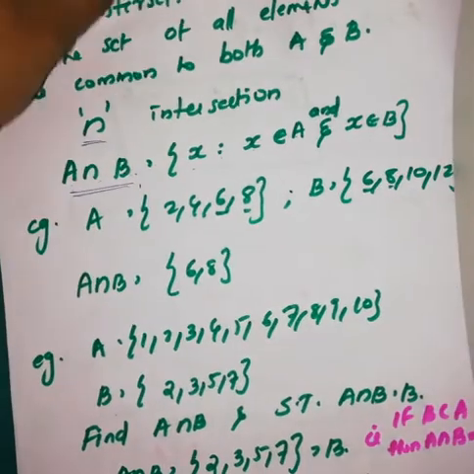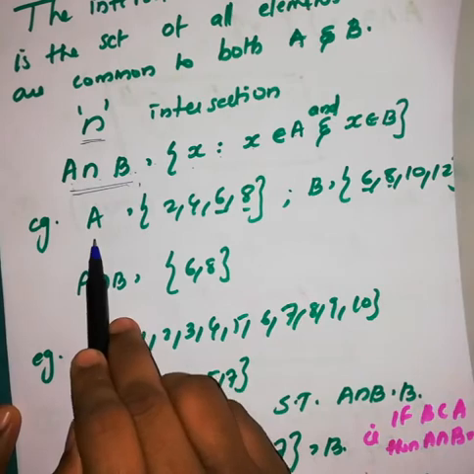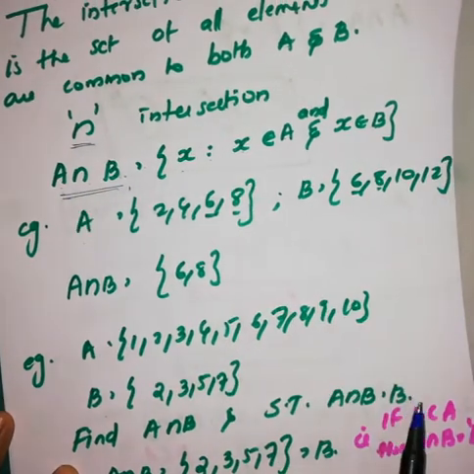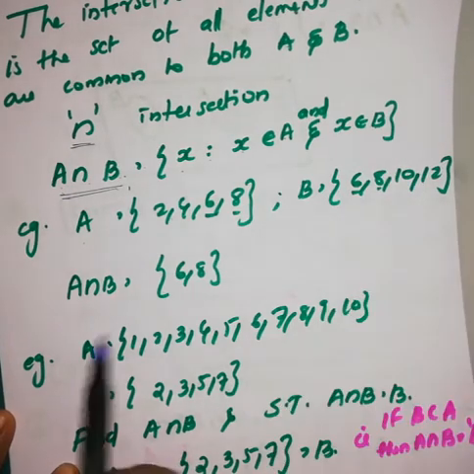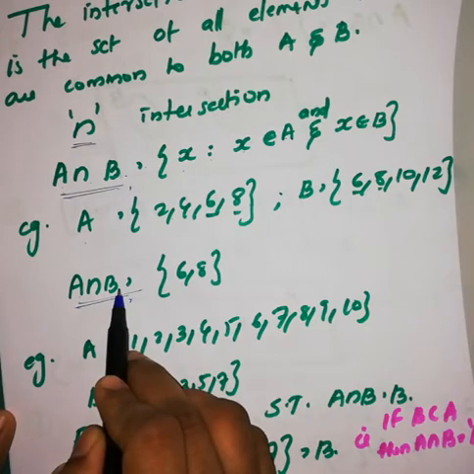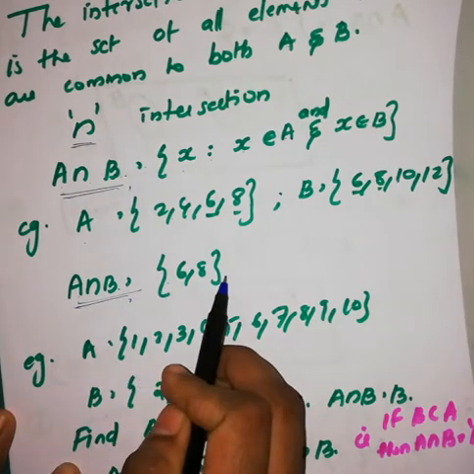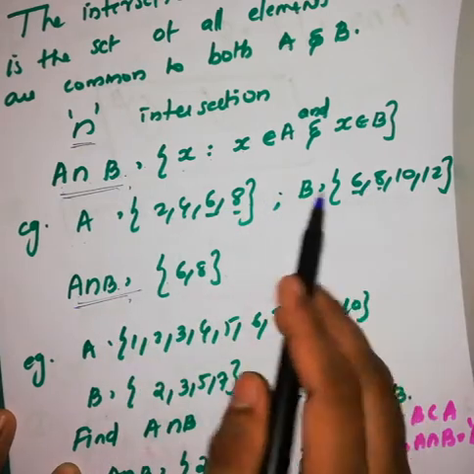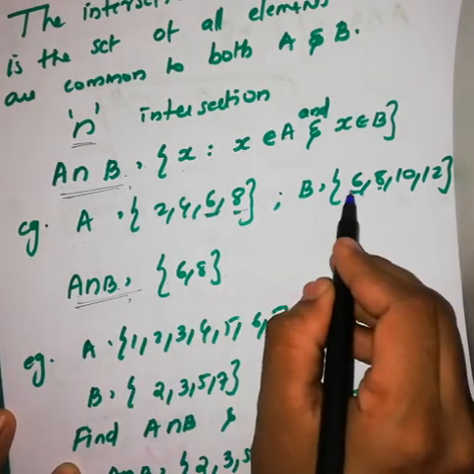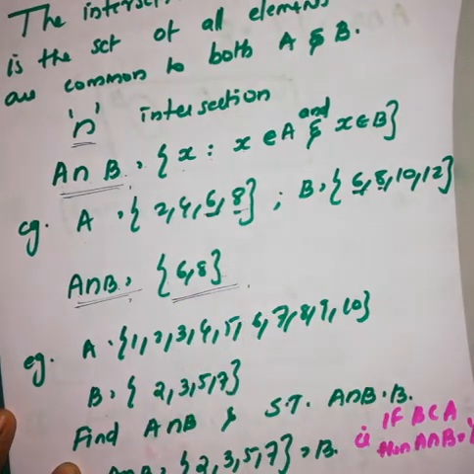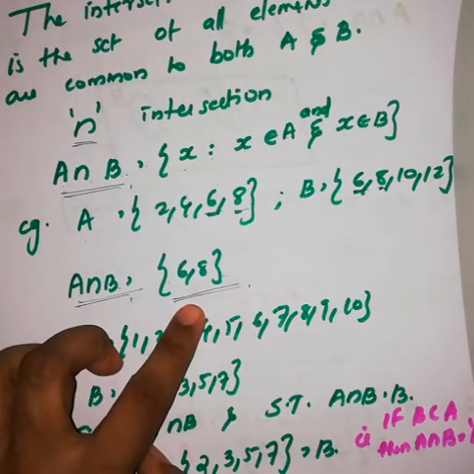Next we are going to see some examples. Let A be equal to {2, 4, 6, 8} and B be another set, {6, 8, 10, 12}. When we take A intersection B, we know that A intersection B is another set which consists of the common elements of both A and B. What are the common elements of both A and B here? 6, 8 is common in both sets. So 6, 8 is the other set. That means A intersection B is equal to {6, 8}.